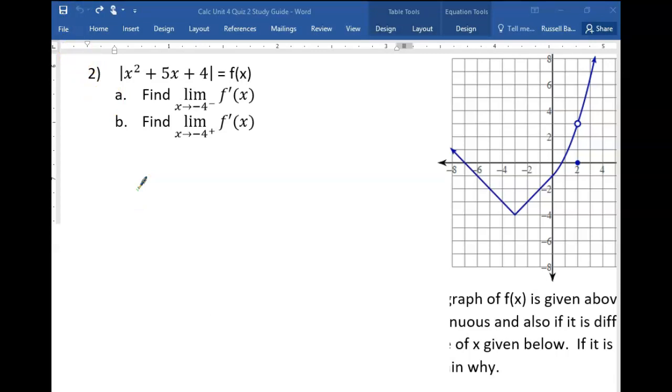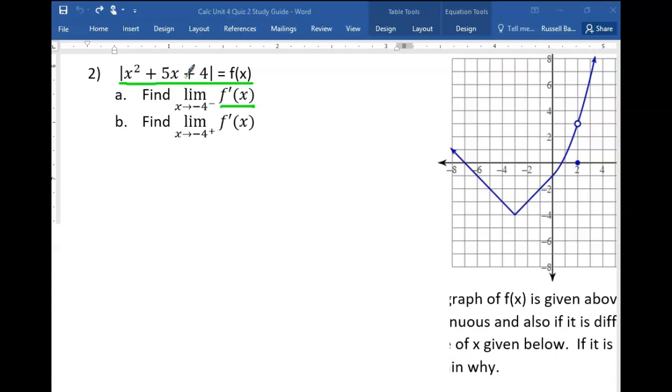All right, let's go ahead and do number 2 now. So we want to be finding the derivative of this absolute value function at -4 from the left and also from the right. Now, this is going to be one of our boundary points, and that's not immediately obvious, but just based on what we've been learning in class, you can be aware of it, that's the type of question we're going to have.